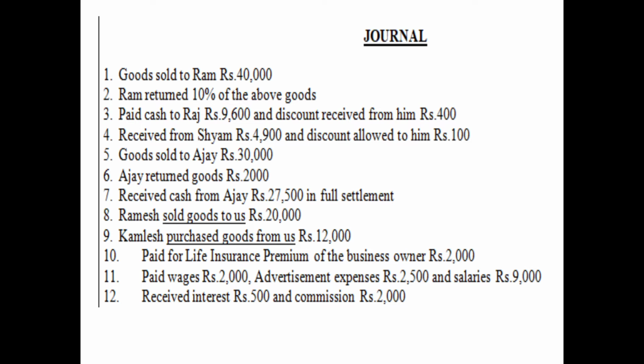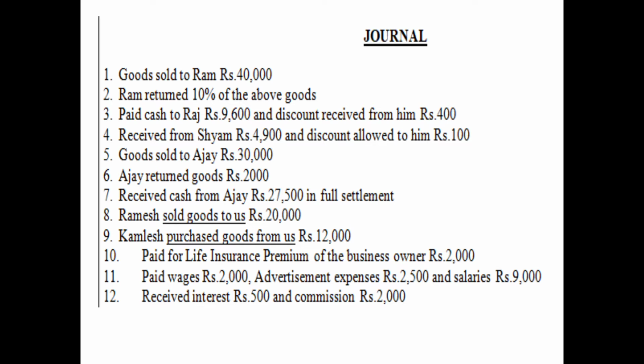Then fifth transaction, goods sold to Ajay 30,000. Again the word cash is not mentioned, so we'll pass the entry for credit sales, that is Ajay debited 30,000 to sales account 30,000. Next point, Ajay returned goods 2,000. Ajay is returning, that means we must have sold to Ajay, so it is also a sales return. Sales carries a credit balance, whereas sales return carries a debit balance. So the entry will be sales return account debited 2,000 to Ajay 2,000.